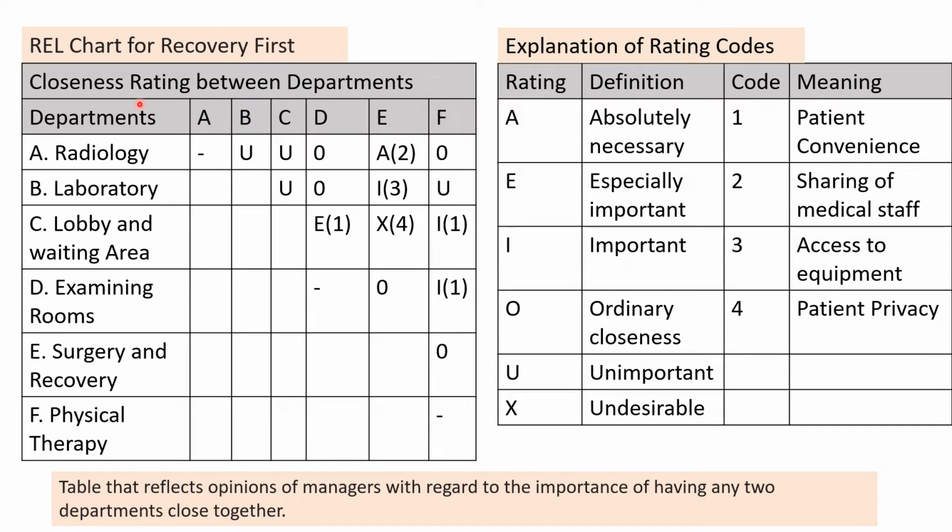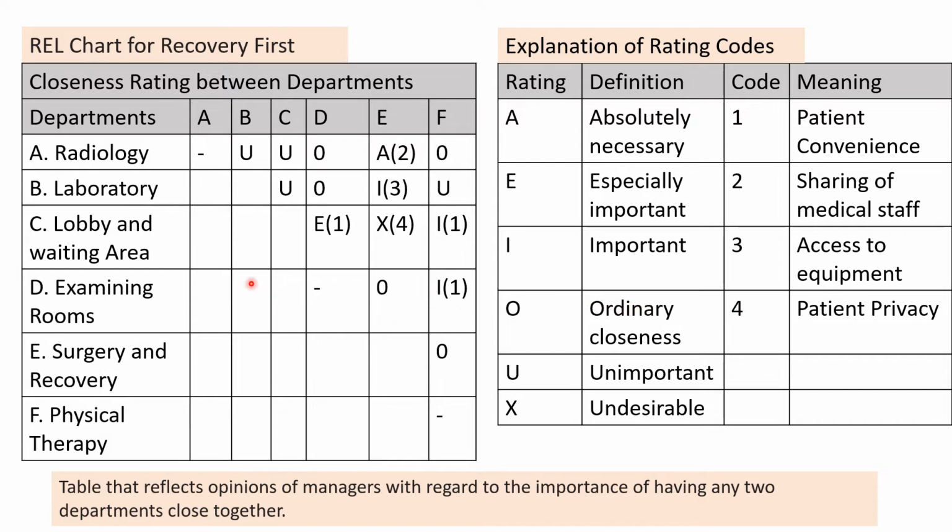Before discussing the closeness rating in the relationship chart, let's see the explanation of rating codes. The ratings are A, E, I, O, U, X. A means absolutely, E means especially, I means important, O means ordinary closeness, U means unimportant, and X is undesirable. And let's see the codes. There are 4 codes: 1 means patient convenience, 2 means sharing of medical staff, 3 means access to equipment, and 4 means patient privacy.